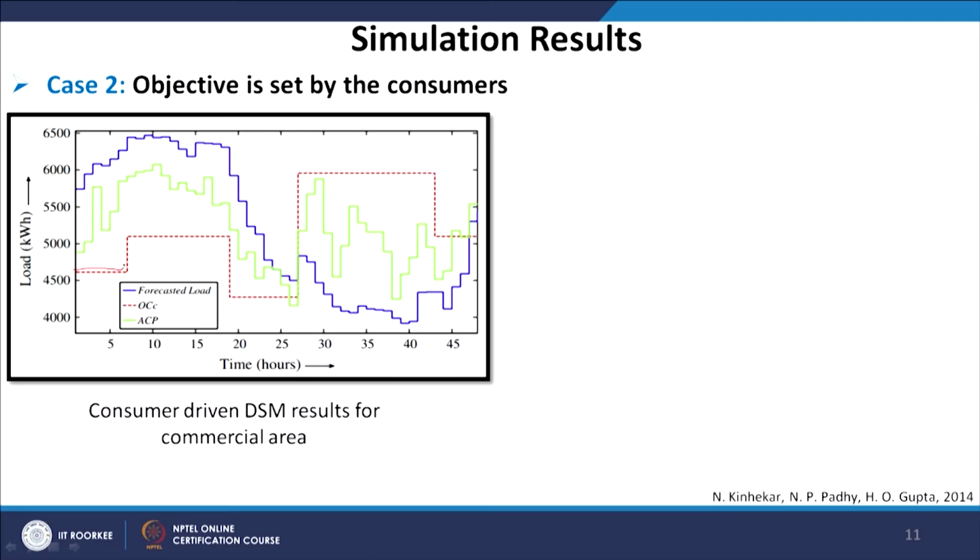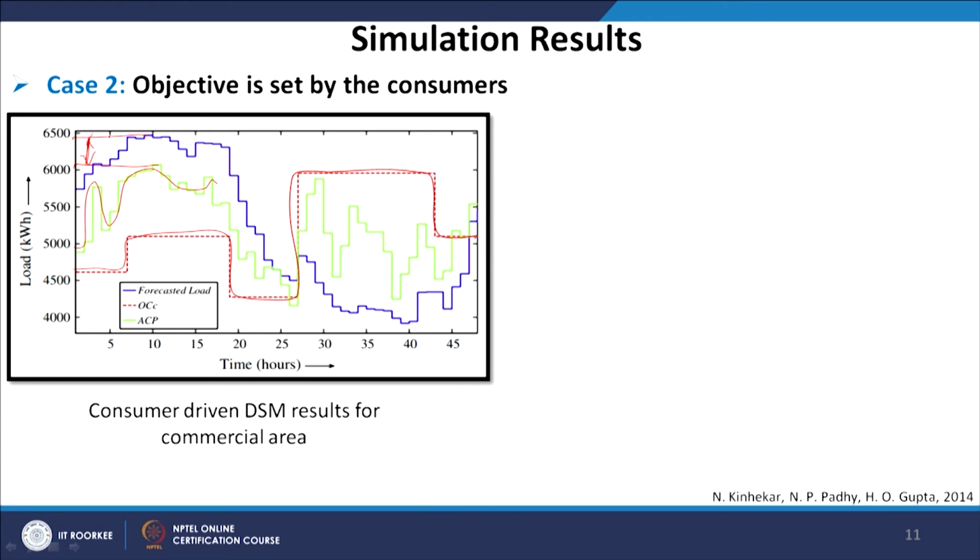Now, instead of a utility driven objective, if you set a consumer driven objective, the characteristic is not necessarily extremely variable, but it is straightforward because it is based on the tariff. We can see that the new characteristic, the green one, has the peak now at 6,100 instead of 6,400. So, you can see there is still a reduction in my peak due to the consumer driven DSM program in place for commercial areas.